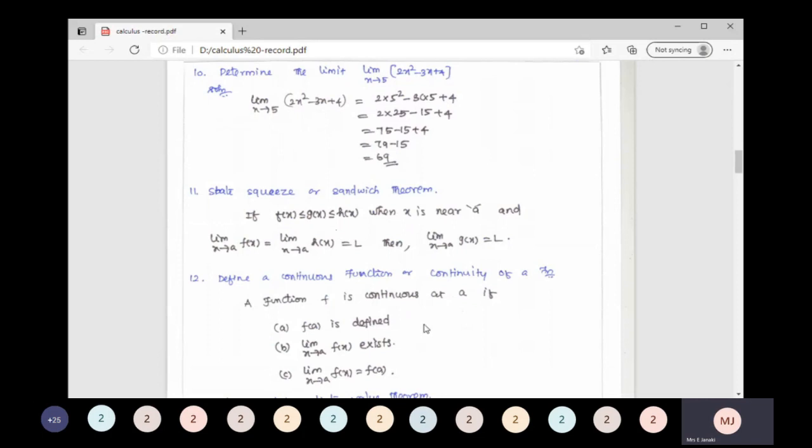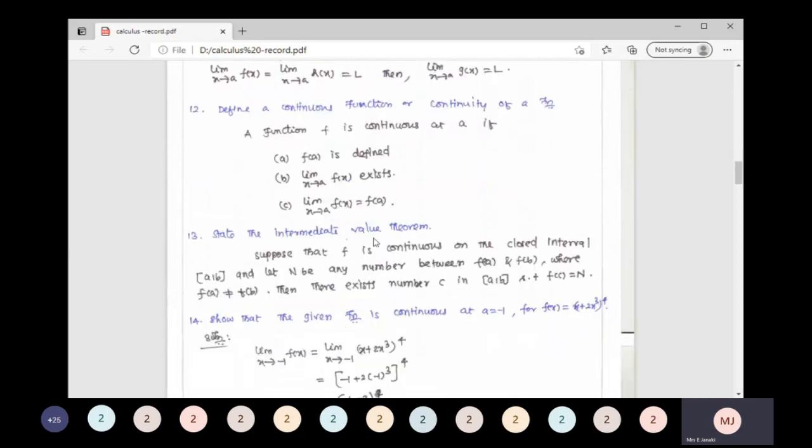Now, we'll define the continuity of any function. So, f is continuous at the point a if the function is first of all defined at the particular point, and also the limit exists. Limit x tends to a, f of x must exist, and that limit value is equal to f of a. Then only you can say the function is continuous.